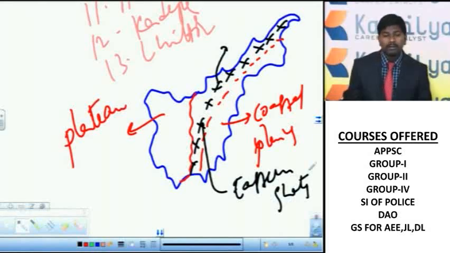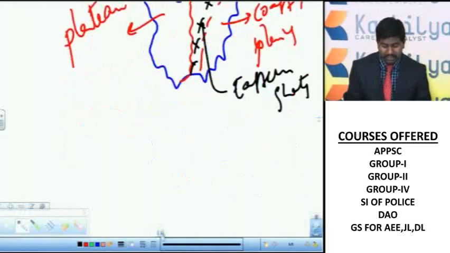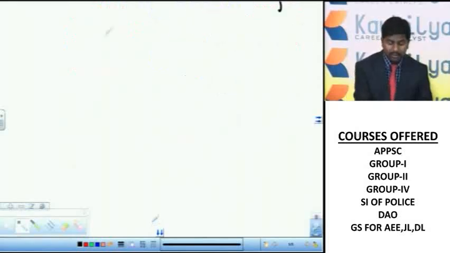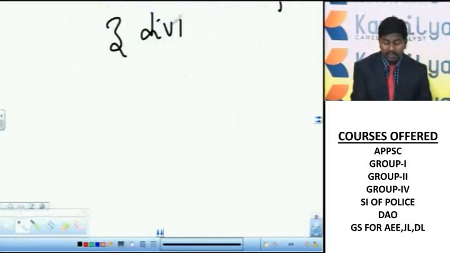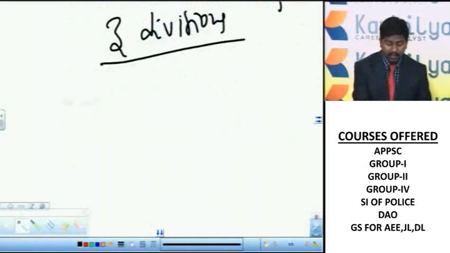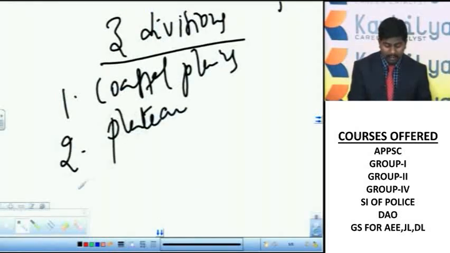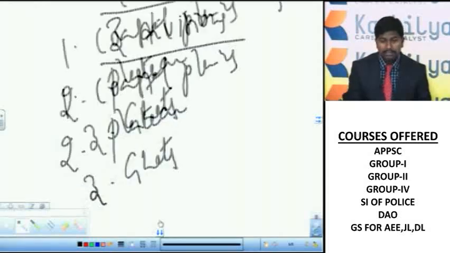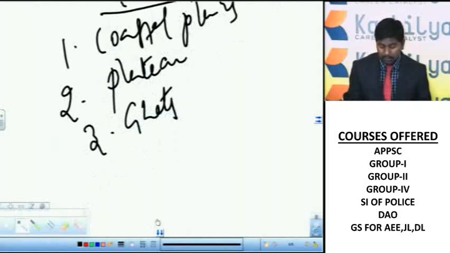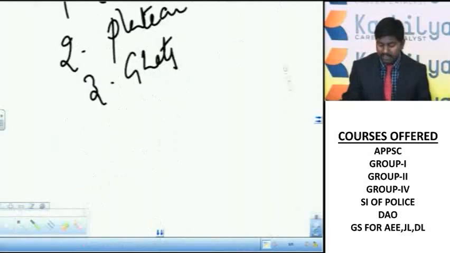So there are three important physiographic divisions in Andhra Pradesh. Number one is coastal plains, number two is plateau region, and number three is Eastern Ghats. First, coming to the coastal plains. So look at this picture.